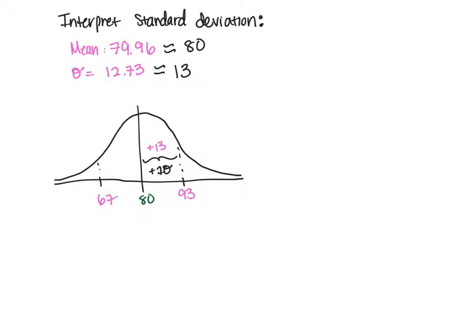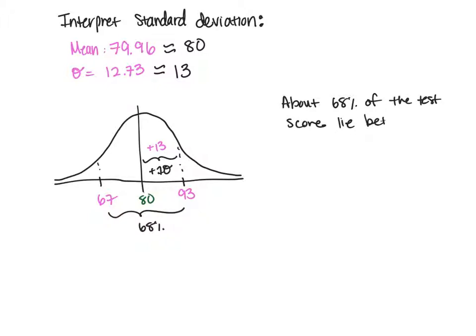So that means that in 1 standard deviation, 68% of the data lie between here. So we can already say about 68% of the test scores lie between, let's see if I can correct my spelling, 67 to 93.